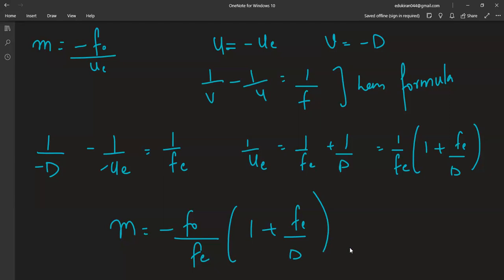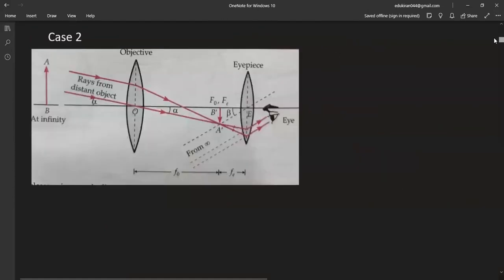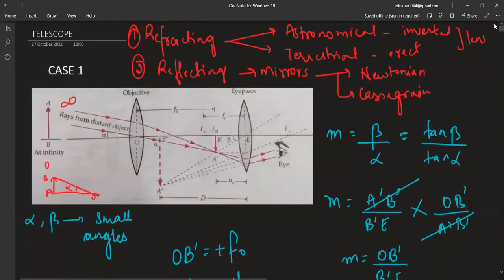And final image will be real and inverted. One more case we'll see for infinity, but just write this down first.